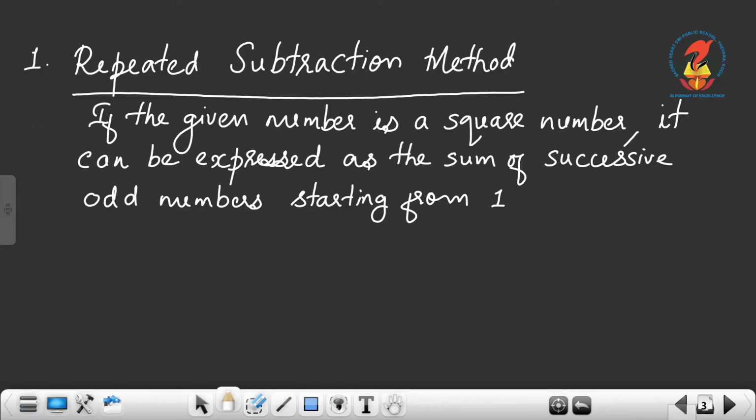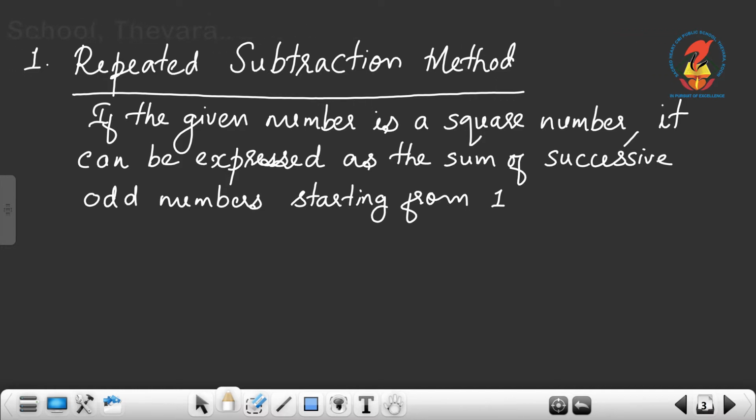Now we already learned that every square number, if the given number is a square number, can be written as the sum of successive odd numbers starting from 1. If the given number is a square number, we can express the given number as the sum of successive odd numbers starting from 1. We already learned.